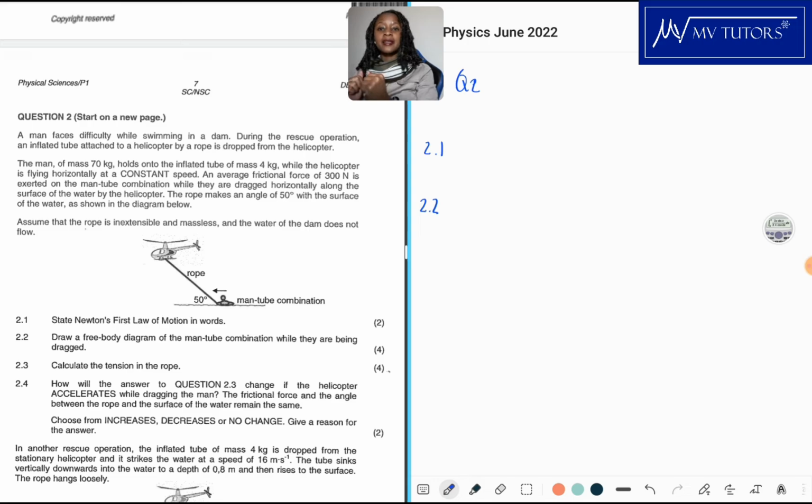Okay, so this is the man on the tube, I'm supposing, or holding onto the tube while they drag them along the water. Okay, and now we're going to draw the free body diagram. Let's do this. So this is the man and tube combination, and obviously the first obvious arrow we're going to put is weight. Okay, and this will be the weight of the man plus the weight of the tube.